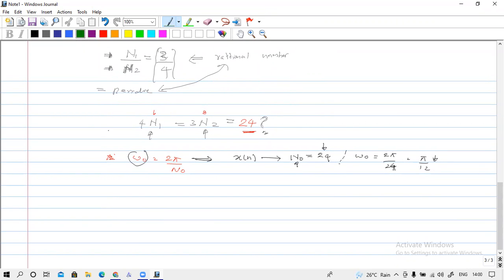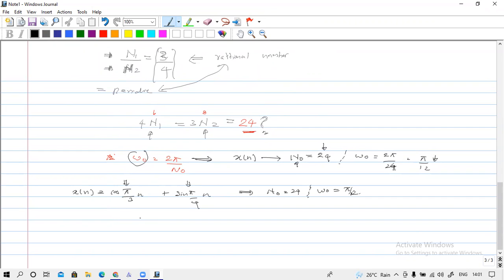Okay, how can you find this? So we have x[n] equal to cos(5π/3 n) plus sin(5π/4 n). This is our composite signal, and we know each component's period, so we can find the total period of this signal, that is 24. And the fundamental frequency for this composite signal is 5π/12.